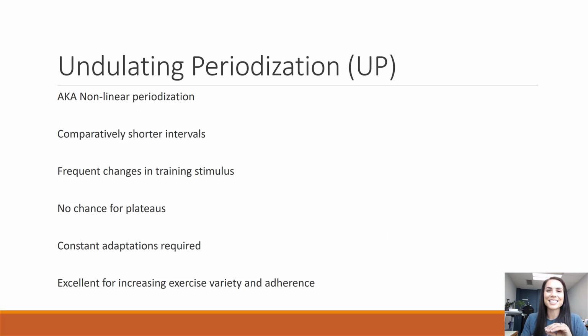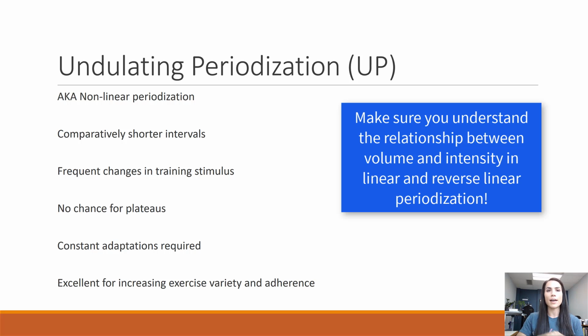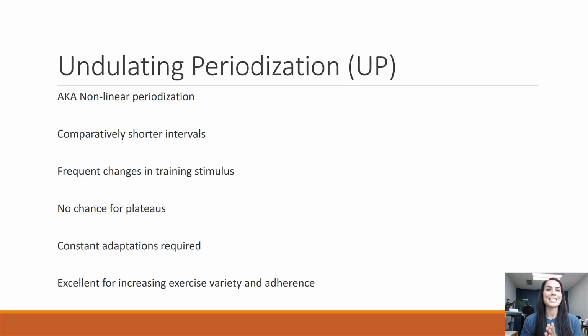Now let's discuss undulated periodization. Undulated periodization is probably the form of periodization that you yourself have been using and really didn't know it. Okay, it's also known as nonlinear periodization because it doesn't follow a linear pattern. So if you remember, both linear and reverse linear had this relationship between intensity and volume. As one went up, the other one went down. It was pretty linear. Undulated periodization is not linear, and I'll show you a visual here in a moment that will help.